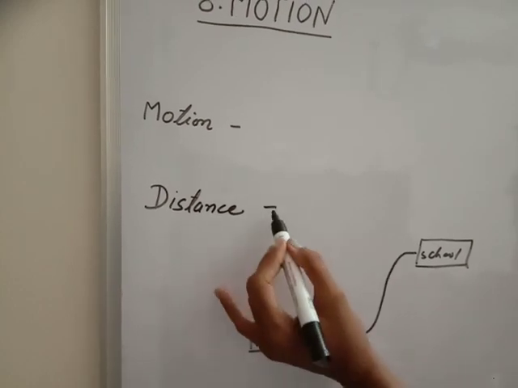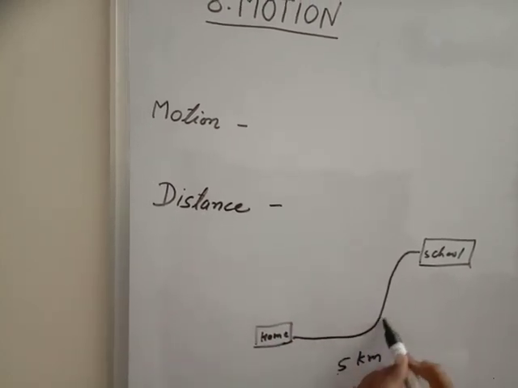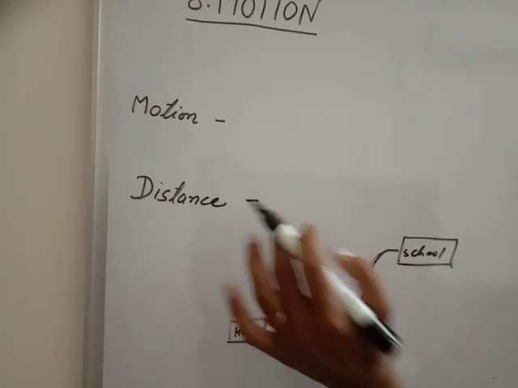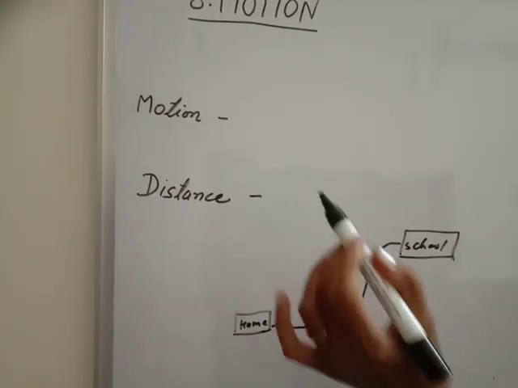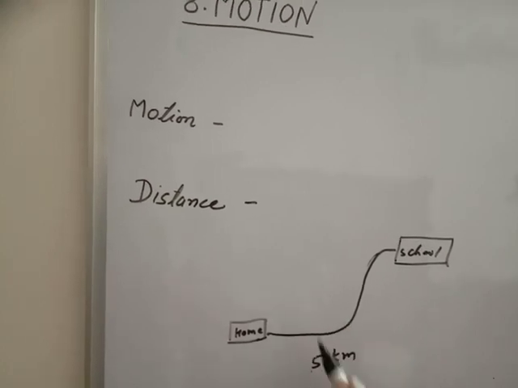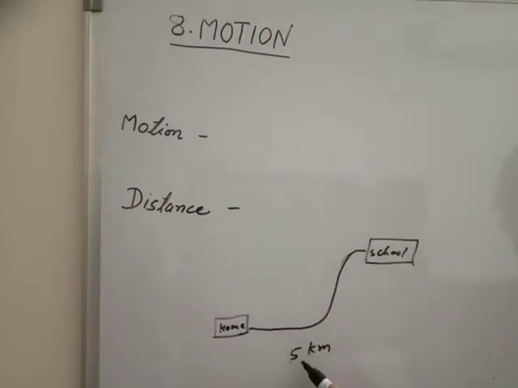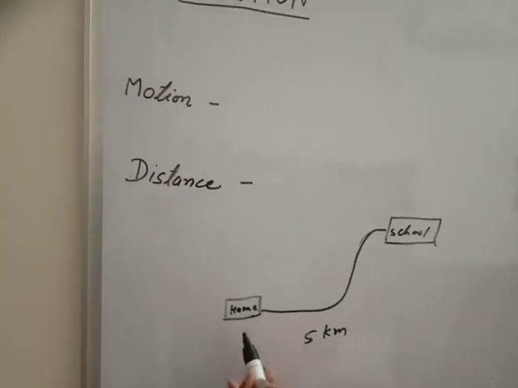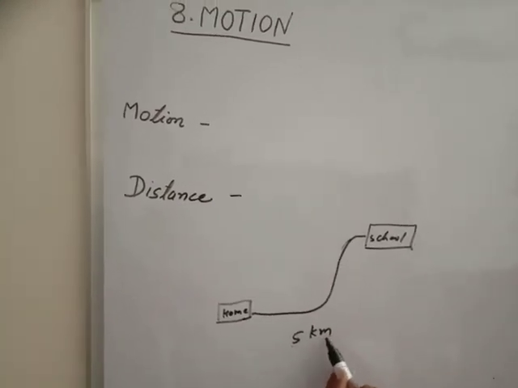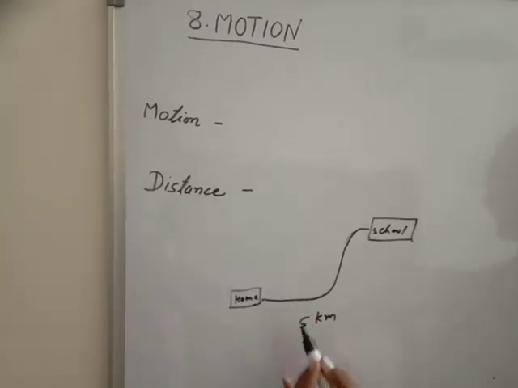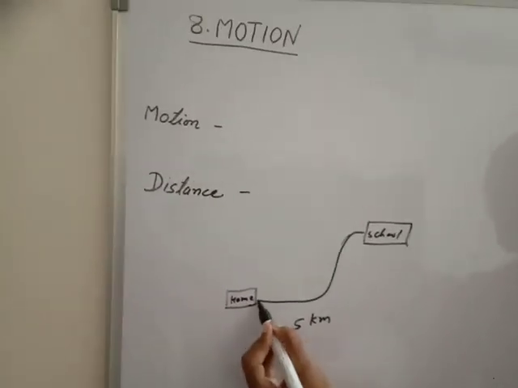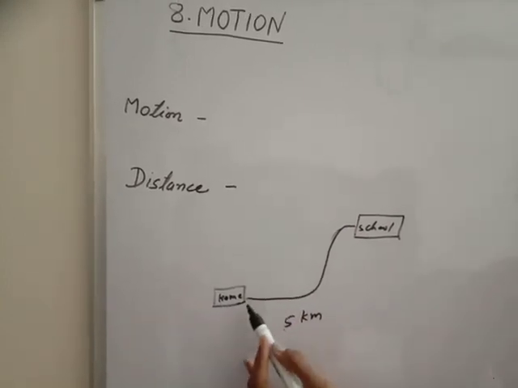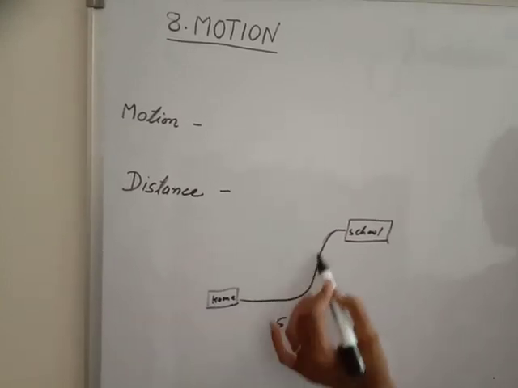So what is distance? The actual path covered by an object is known as distance. And it is measured in meter, kilometer. Now the SI unit of distance is meter. But when we are measuring a big distance, then it is measured in kilometer. But the SI unit of distance is meter. Okay. Now, so what is distance? Distance means the actual path covered by the object.